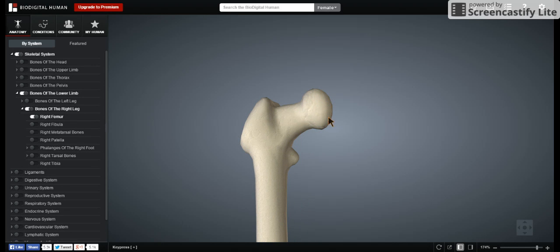this portion right here, it's a classic ball and socket joint. This ball right here is called the head of the femur. The head of the femur tapers right here and tapers right here. This is the neck of the femur.